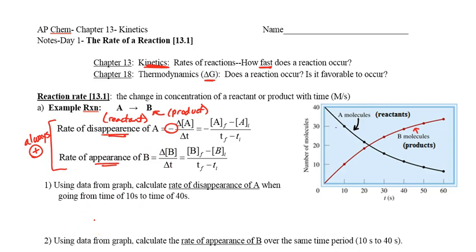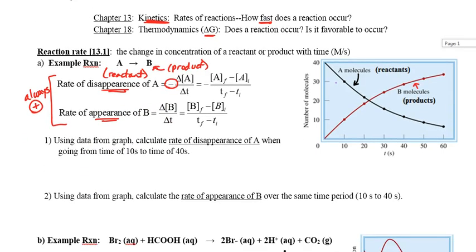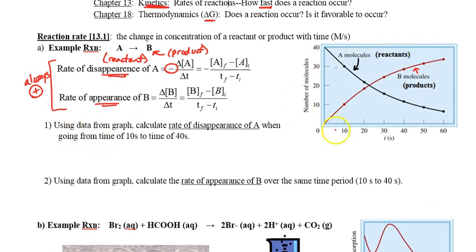So let's do a quick calculation. What I mean by that is if I give you this graph here, where you have this data over here on the graph, using the data from the graph, calculate the rate of disappearance of A when going from time 10 seconds to 40. So we're going to go from time 10 seconds to time 40. We're looking at A only, so I'm going to read up our concentration of A to start is 30, and then at time 40, we don't want to go up to B. Time 40, we're going to end here. So we're going from here to there.